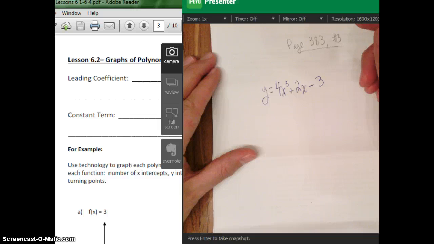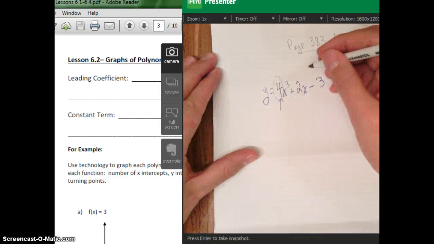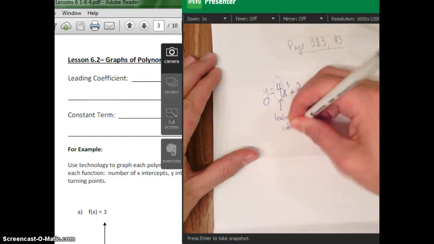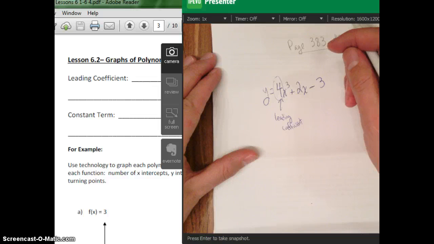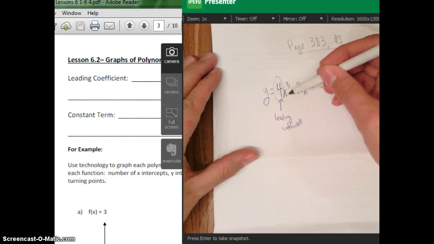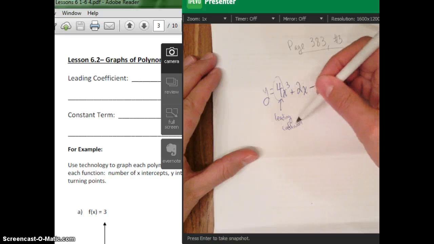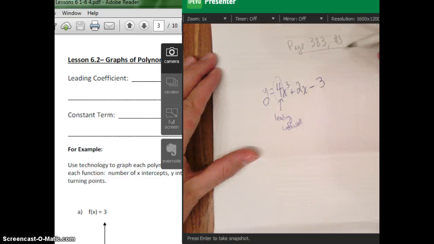Let me show you what the leading coefficient is and the constant term. The leading coefficient is this. The leading coefficient is the number in front of the x with the greatest exponent. We call that number the coefficient, and it's leading because it's the coefficient of the leading term.